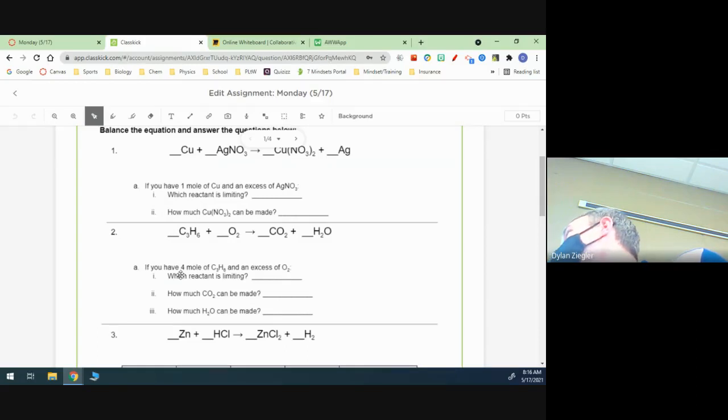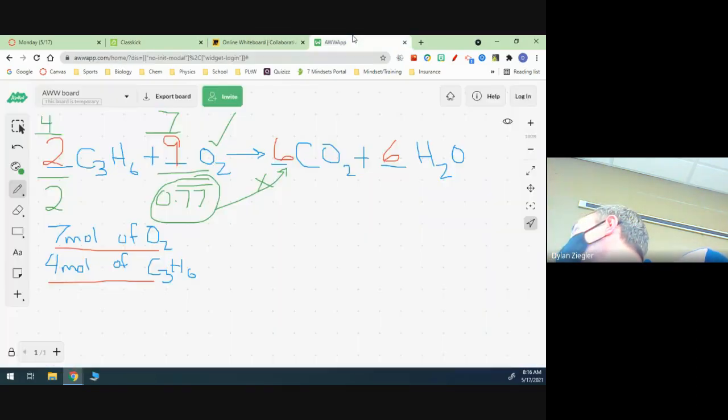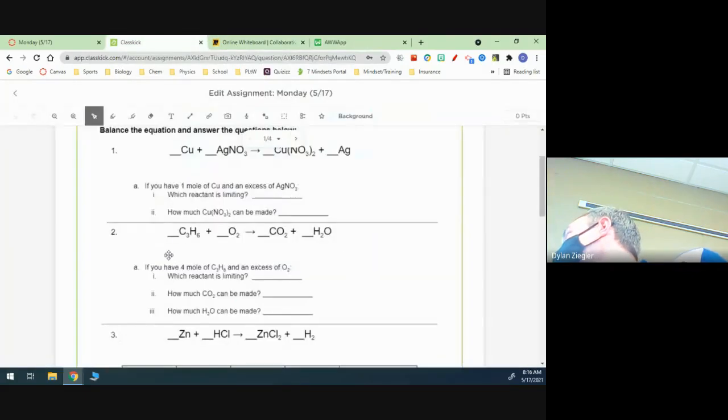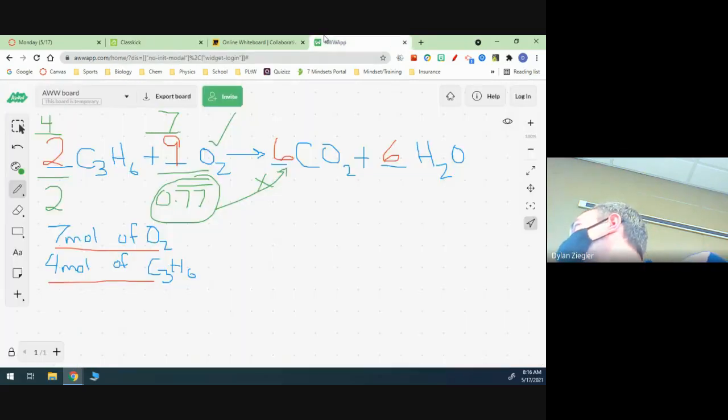So I have to divide, which we kind of already did. Look right here, 4 divided by 2, that gives me 2. And then I got to take that number and multiply it by the coefficient here to find out how much carbon dioxide is made. And I got to multiply it by this coefficient here to find out how much water is made. So right now, you could probably pretty much finish up question 2 if you're paying close attention here.